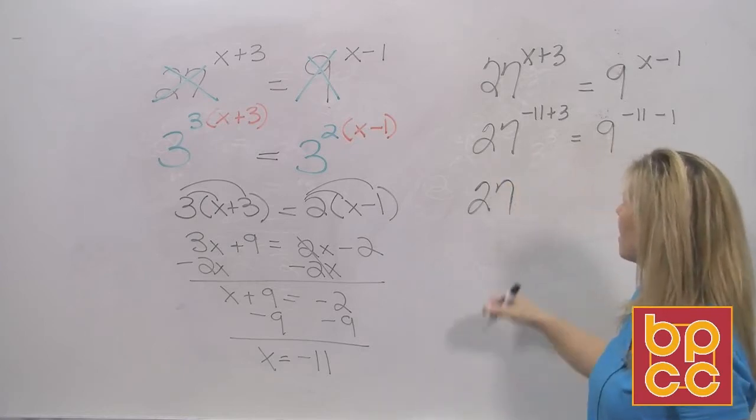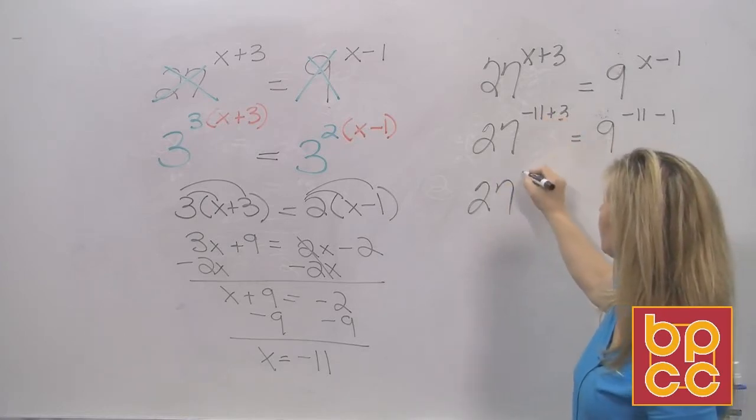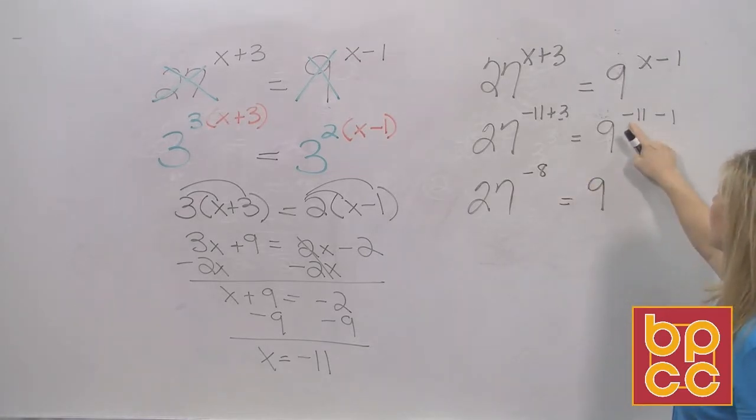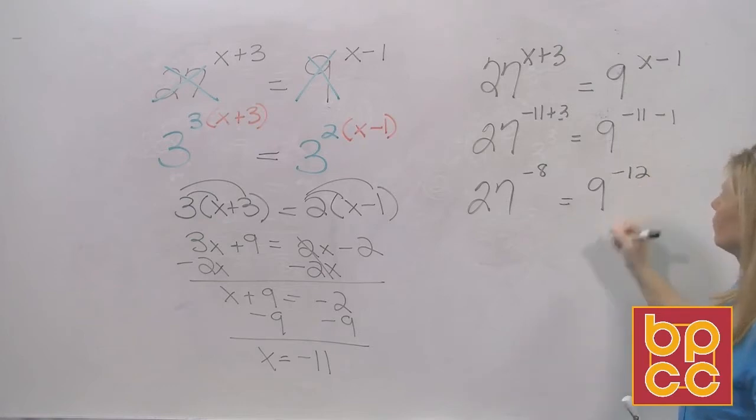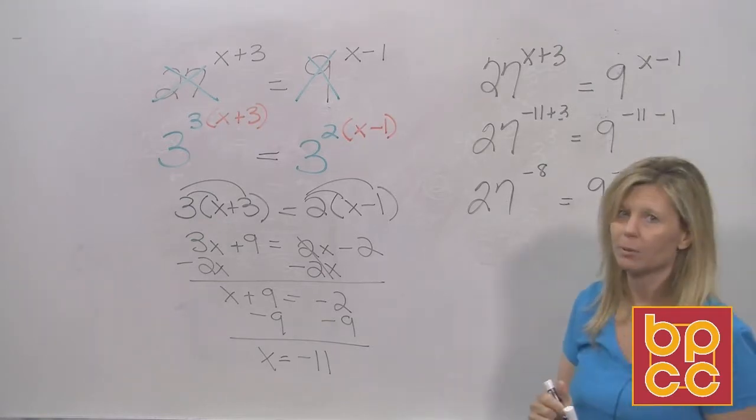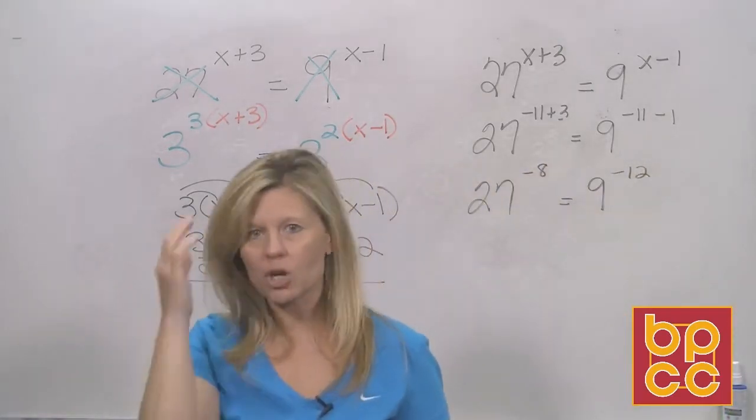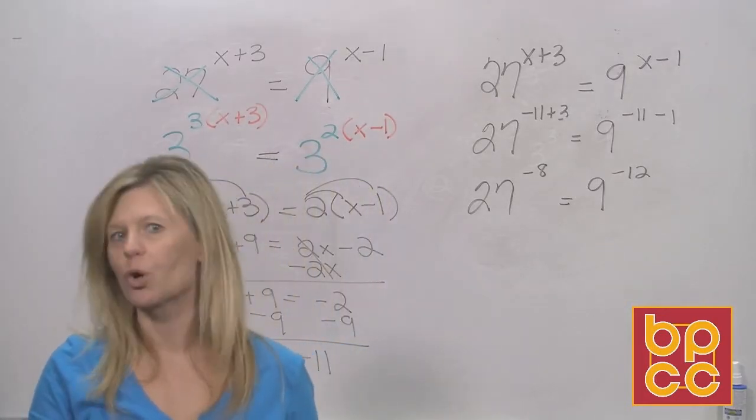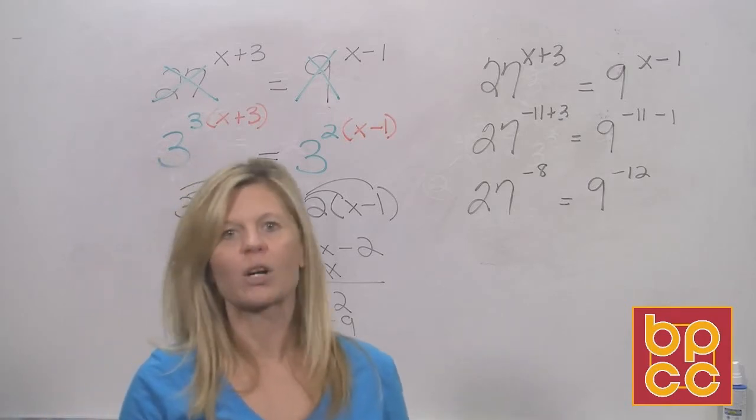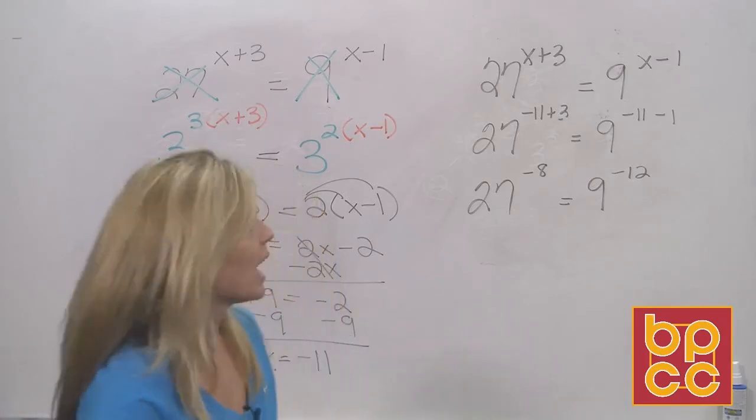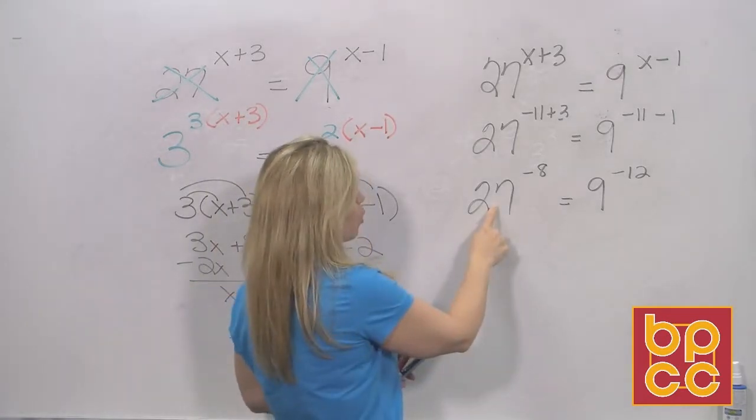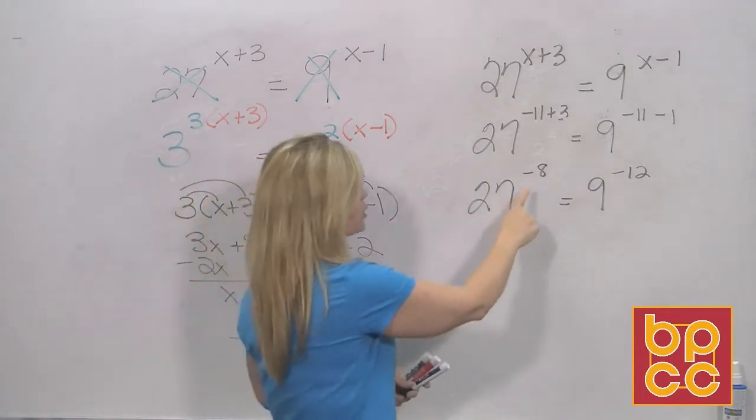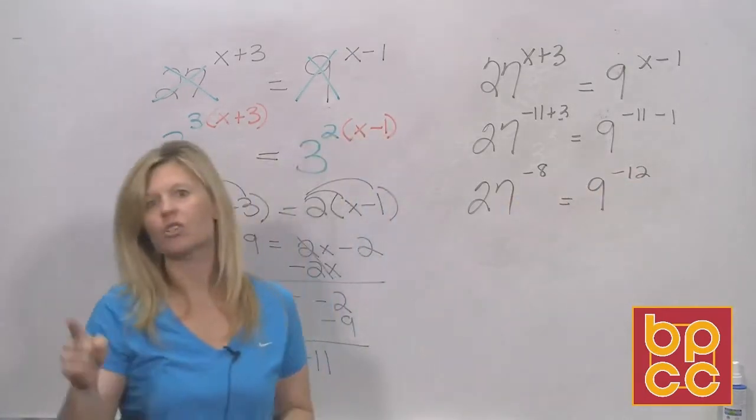So we're going to leave 27. Negative 11 plus 3 is negative 8. We're going to leave the 9, our base. Negative 11 minus 1 is negative 12. Now we have a huge problem. There's only so much arithmetic you could do in your head. Okay, I understand if I give you an exponent 2 or 3 or even 4, I expect you to be able to work those easy exponents in your head. But there's no way on earth I can ask you to do 27 to the negative 8 in your brain. Not only are the exponents big, they're 8 and 12, they're also negative.